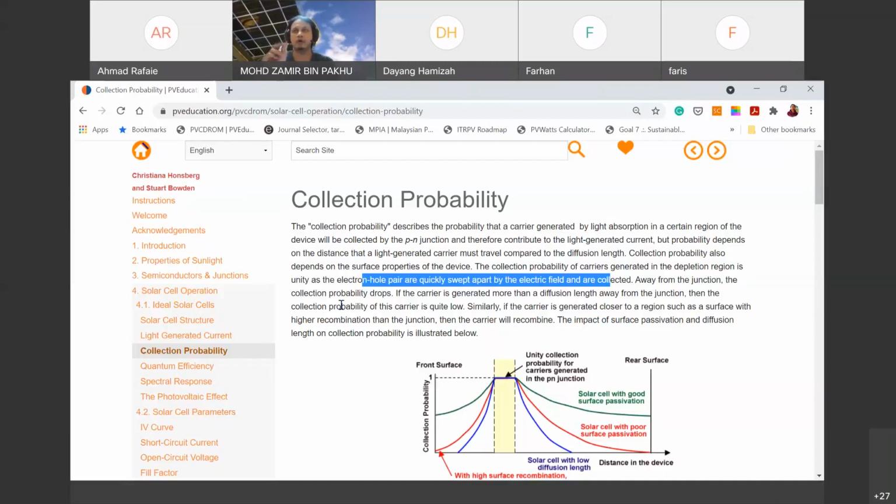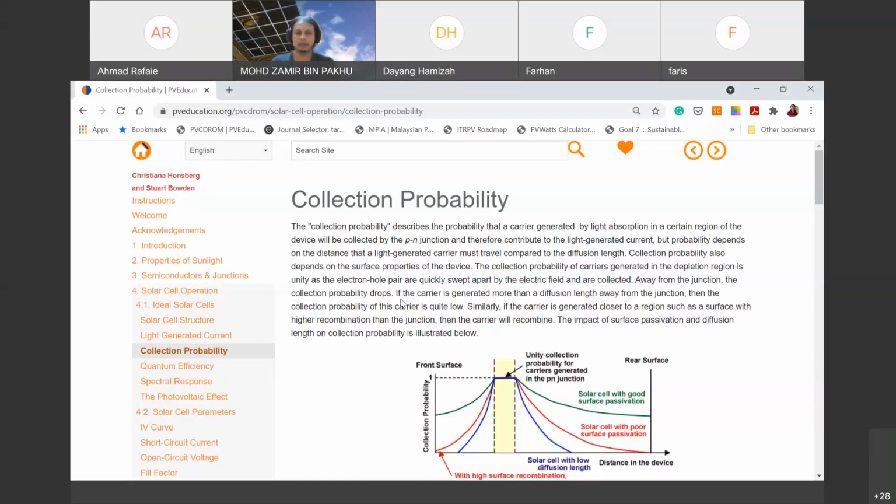Whereas if you go away from your depletion region into the quasi-neutral region on the P side, or the quasi-neutral region on the N side, the electric field drops accordingly, because of the lack of the space charge region. Because we don't have a space charge region in the quasi-neutral region, right?